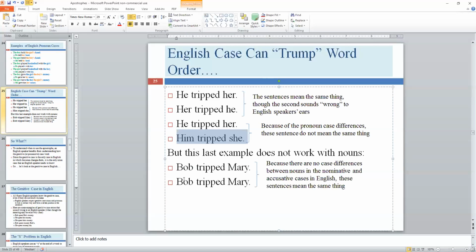And if we put Mary in front and Bob in the second position, we have a very different meaning. So in this case, the only thing we have to go on is word order. Since there's no case that's obvious, in that situation with nouns, there is no case to trump word order.